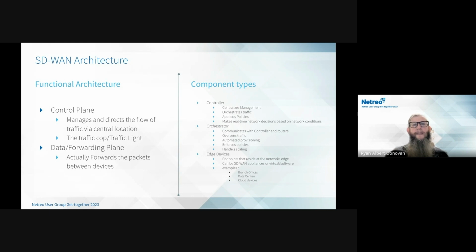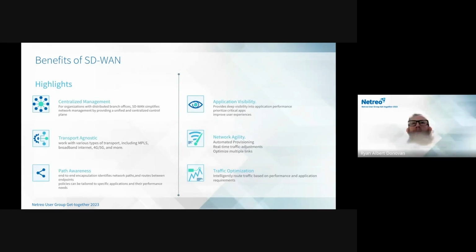Then we have the SD-WAN edge devices. These are network endpoints such as SD-WAN appliances or software that reside at the network's edge. These can be branch offices, data centers, or on a cloud platform. These components make up the basic structure of an SD-WAN.